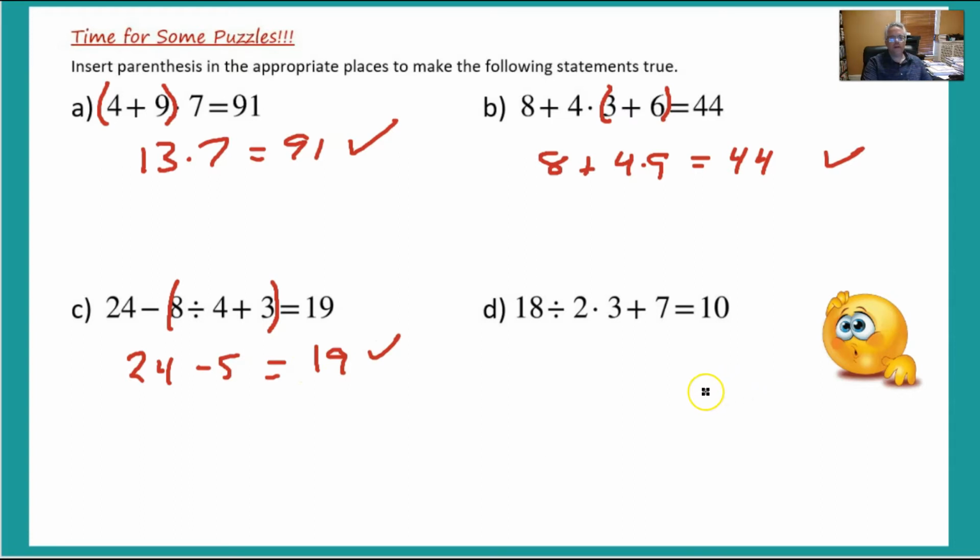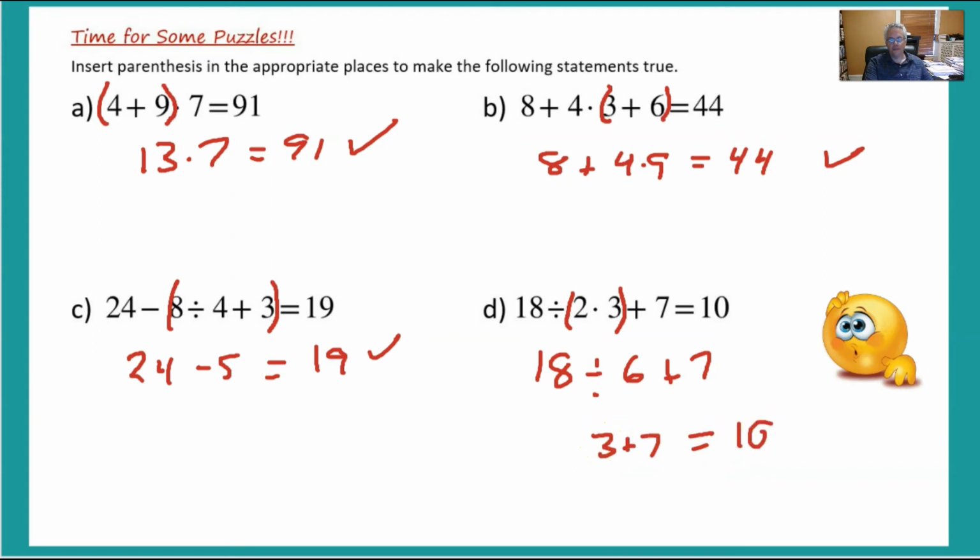One last puzzle for us to solve here. Somehow 18 divided by 2 times 3 plus 7 has got to be equal to 10. On this one, let's try to put the 2 times 3 in parentheses. Normally, the division would come first, and then the multiplication. Let's see if we can force the multiplication first. So that would be 18 divided by 6 plus 7, that's 18 divided by 6 is 3 plus 7, equals 10.